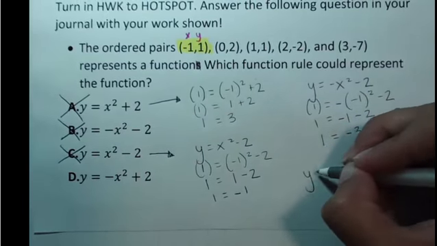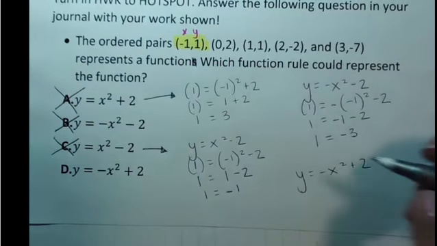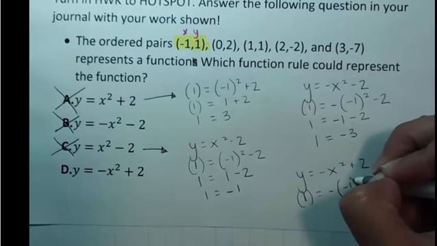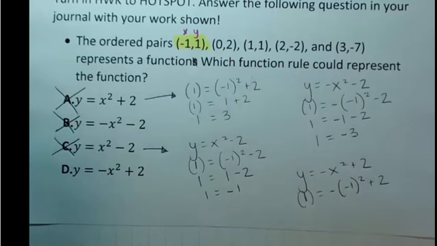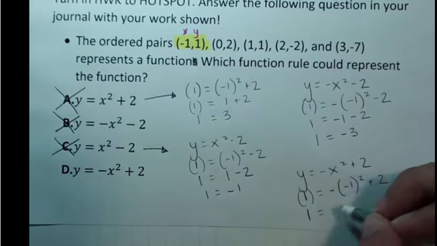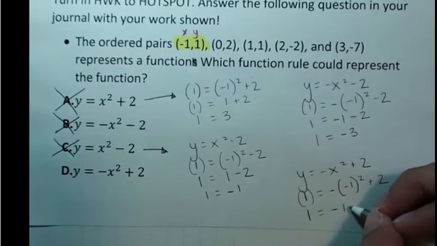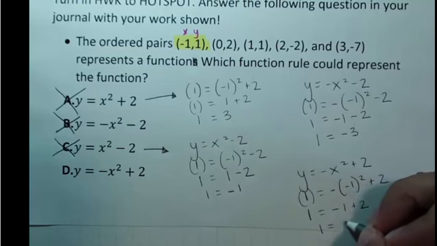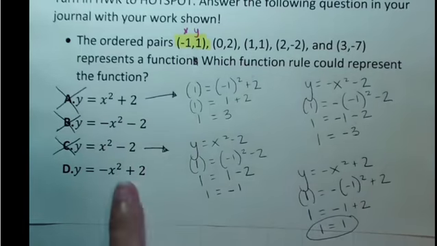So again, y is equal to -x squared plus 2 is the function rule. I'm going to plug in 1 for the y, -1 in place of the x, bring down that plus 2. -1 squared is +1, but this negative keeps it negative. -1 plus 2 ends up giving me a +1. That's a true statement, so I know that is a point on this function.